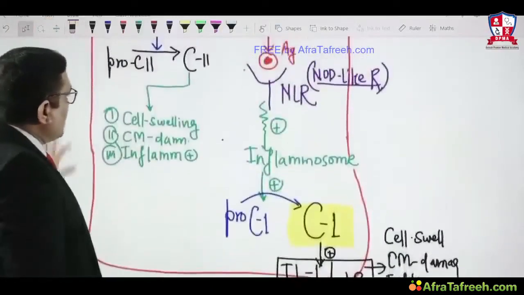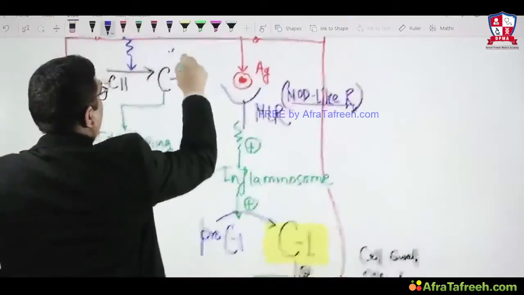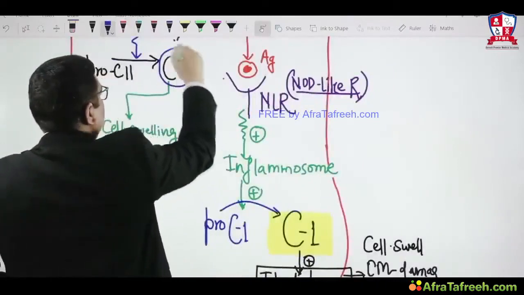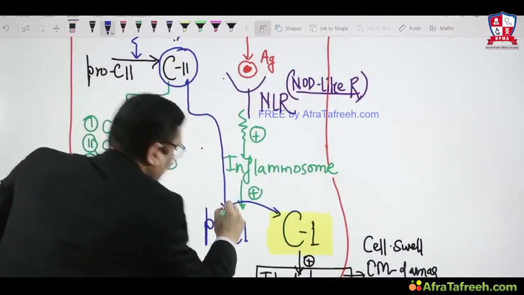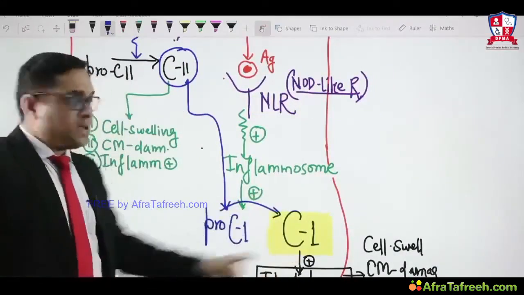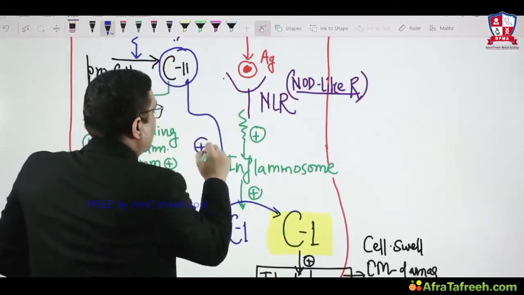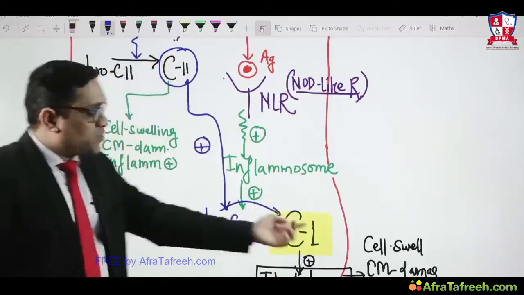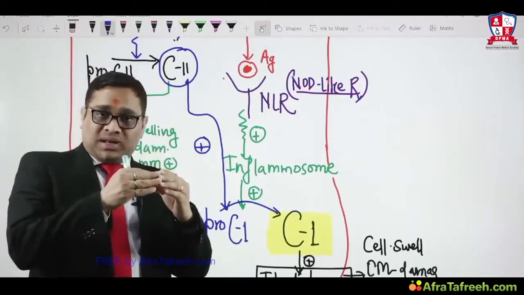And that is this caspase 11. This caspase 11 has the tendency to activate procaspase 1 into caspase 1. So this is another important interlink between caspase 1 and 11, right?